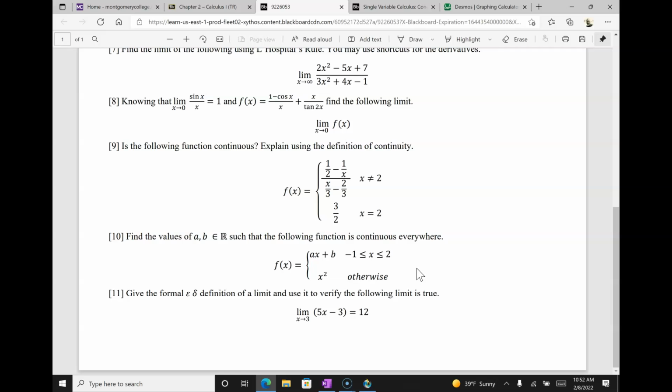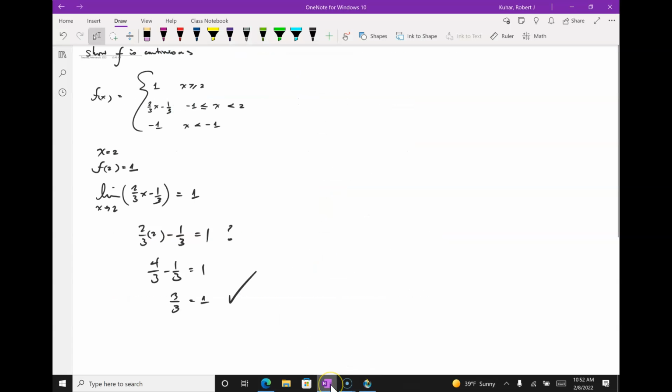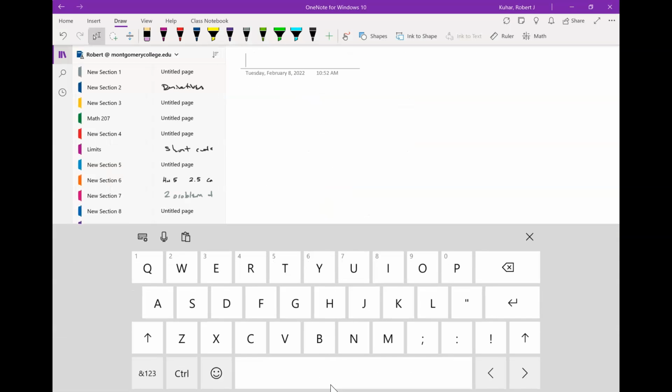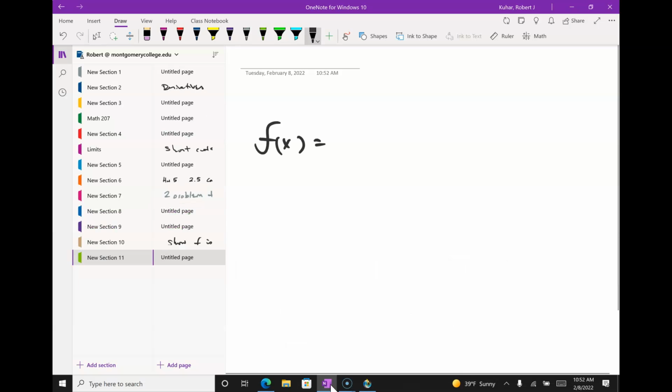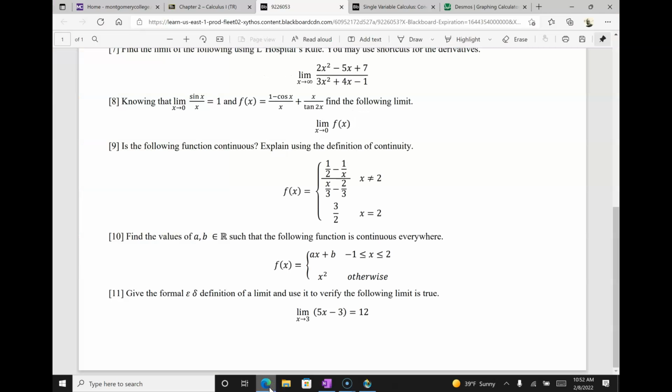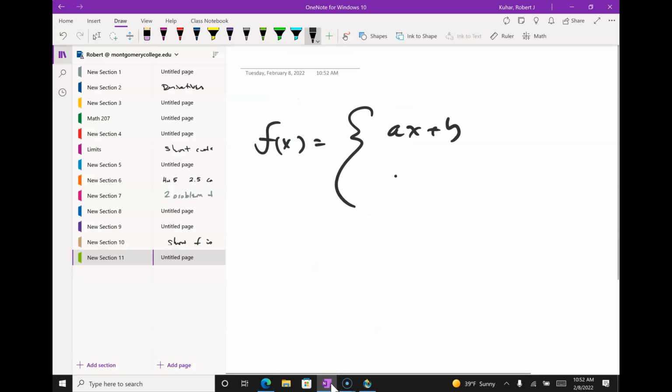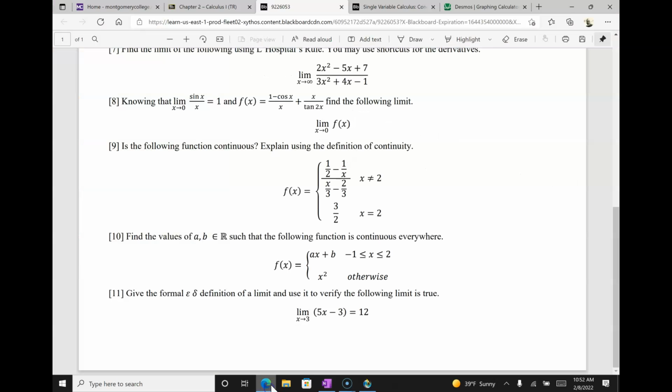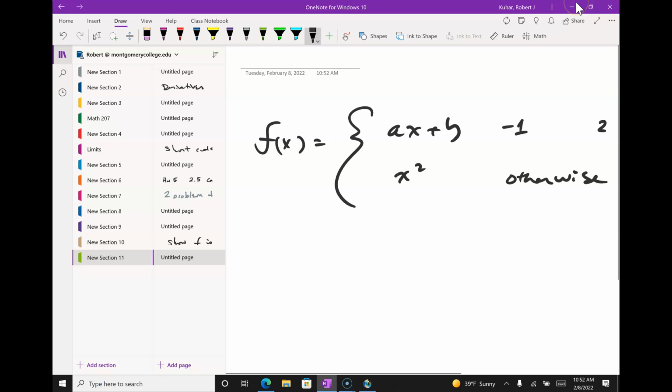So when I'm doing these by hand, like if I'm doing this on the test and I know what everything looks like, I don't bother graphing it in the calculator. I'm just going to cheat it, right? So what did I have? I had f of x equals ax plus b, did I say? And then x squared, right? It's quadratic otherwise. And then between -1 and 2. And is it inclusive? Yeah, both inclusive.